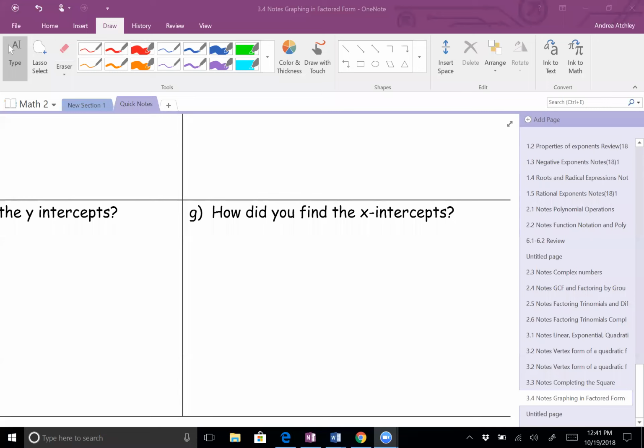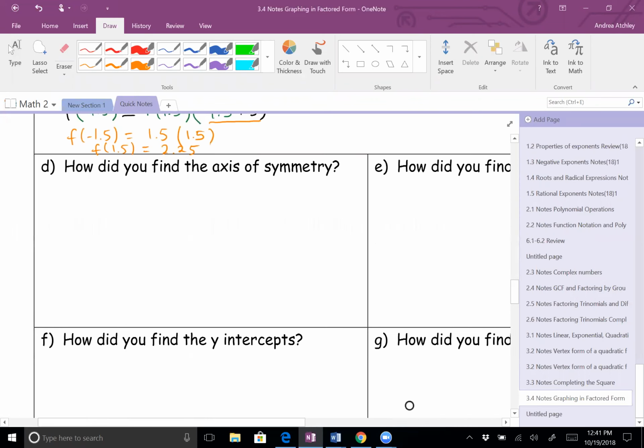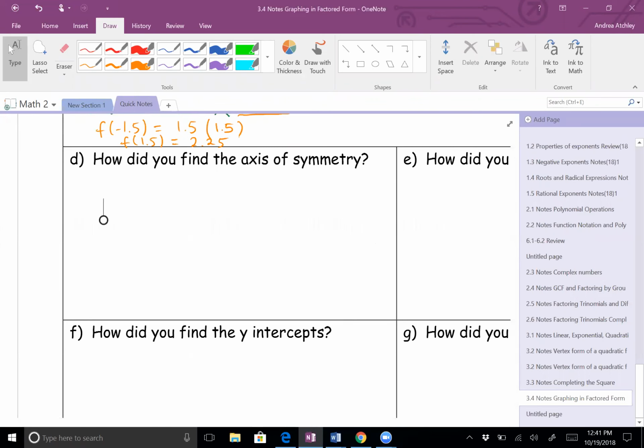Okay, can someone raise their hand and tell me how I'm going to find the x-intercepts? Okay, Chloe? Oh, is that how you found the axis of symmetry? Okay. A different color.